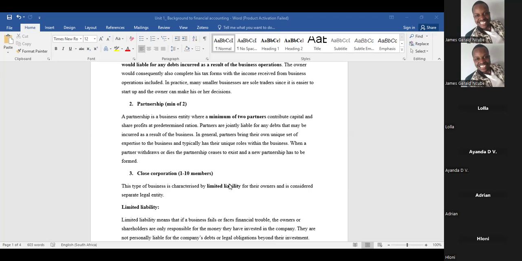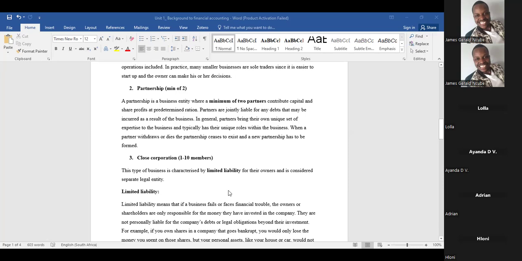having spoken about that, we also have what we call a close corporation. So a close corporation is basically a business which is characterized by the number of owners mostly ranging between 1 to 10. However, the key characteristic of this type of business combination is limited liability. In this type of business, the owners and the business are considered to be separate legal entities.